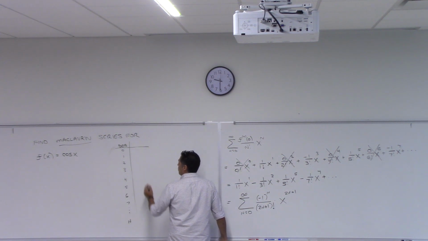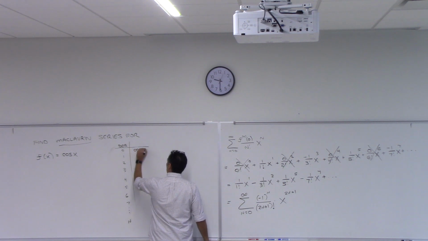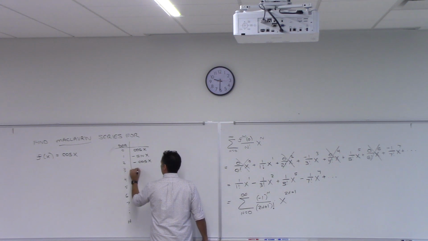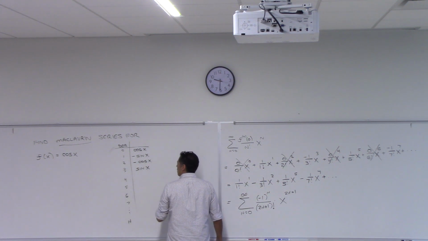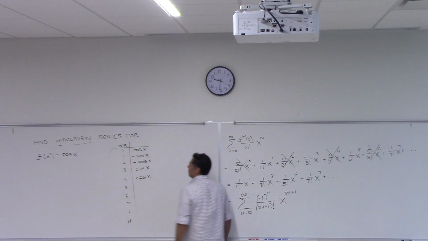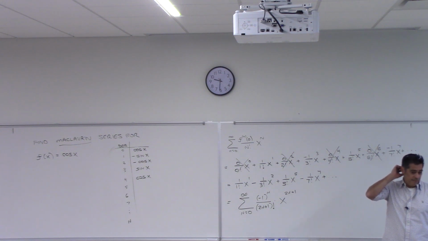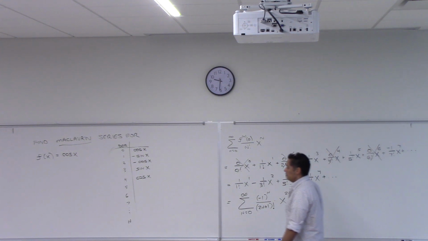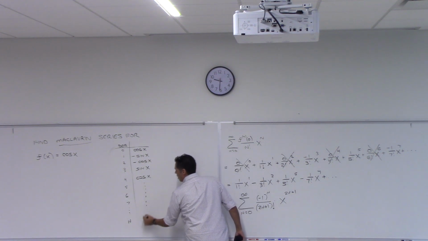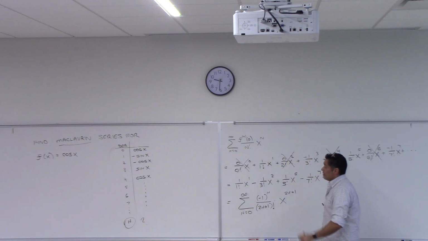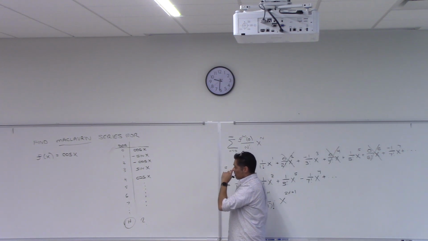All right, so what's the zeroth derivative of cosine? Itself, right? First derivative, negative sine. Second derivative, negative cosine. Third derivative, sine, and then back to cosine. You're all okay with those, right? And we will not be able to come up with a formula for the nth derivative because it's switching. Okay, next. What do I do now?